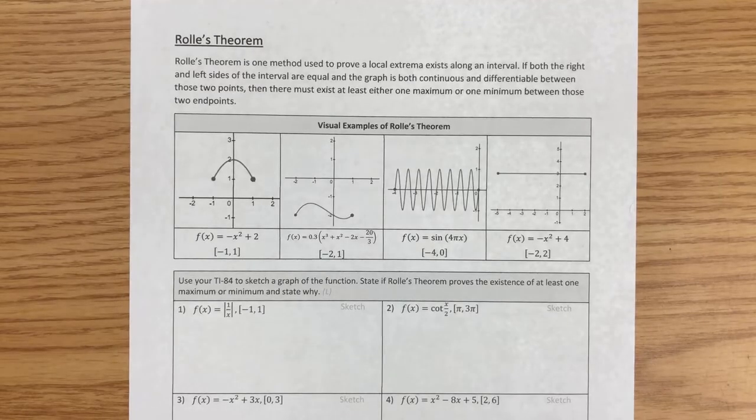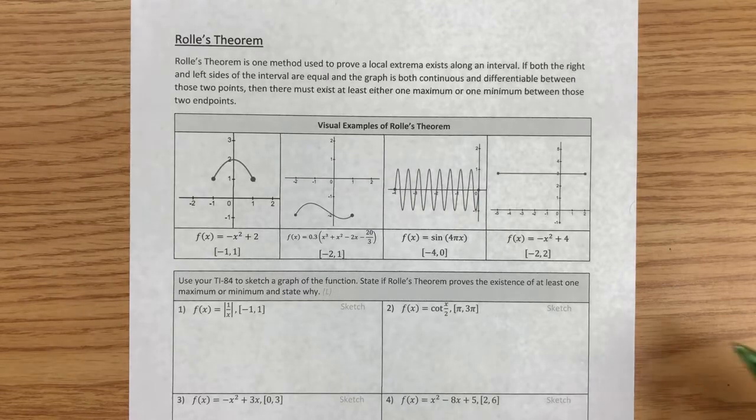So today what we're going to go over is Rolle's theorem. Now Rolle's theorem is the ability for us to take a function and prove that an extrema exists along some interval or between two different numbers. And a couple criteria exist on how exactly we go about doing that.